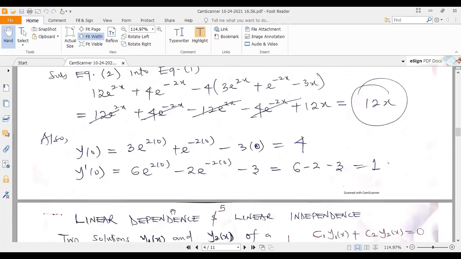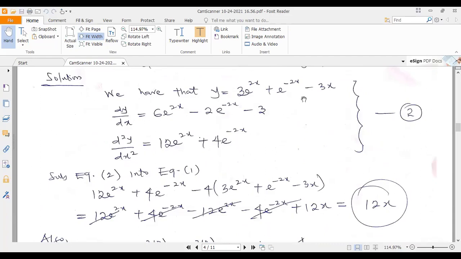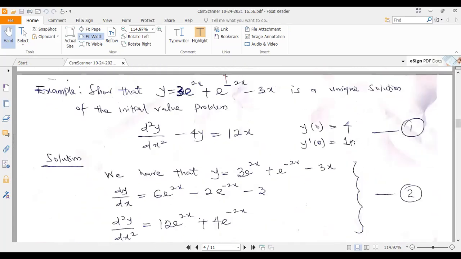Let's take a look at another one, the second one, y prime of 0. Before we do y prime, what are we going to do? We are going to use this first derivative. That means it's going to give me 6 exponential 2 times 0, minus 2 exponential minus 2 times 0, then minus 3. Then this will give me 6 minus 2, then minus 3, which gives me 1, which is correct. Are we together now?